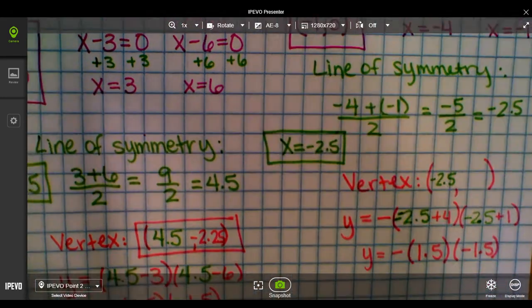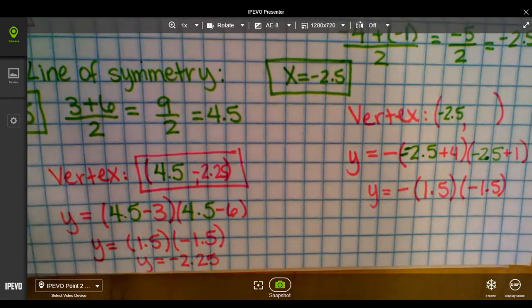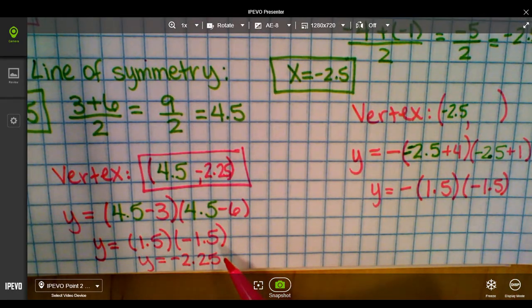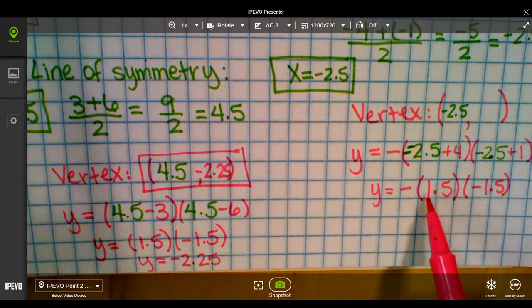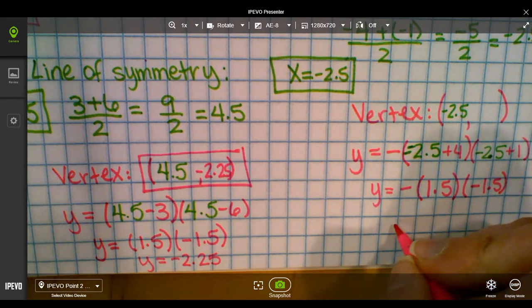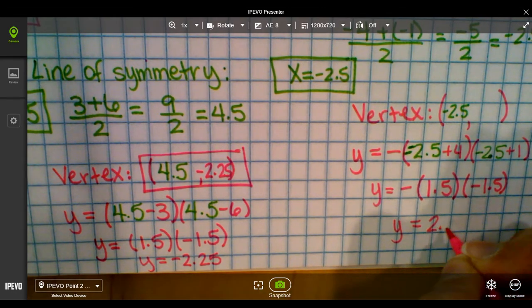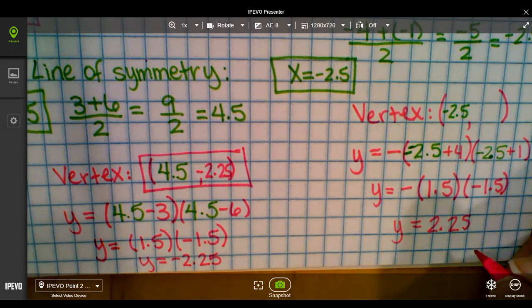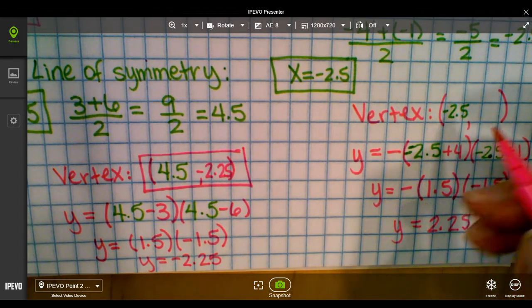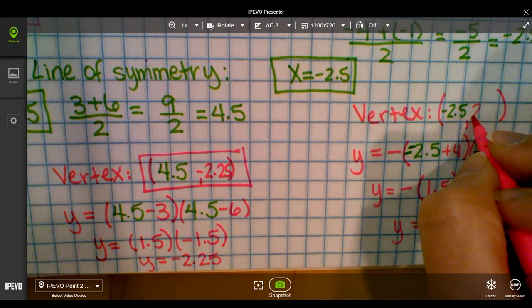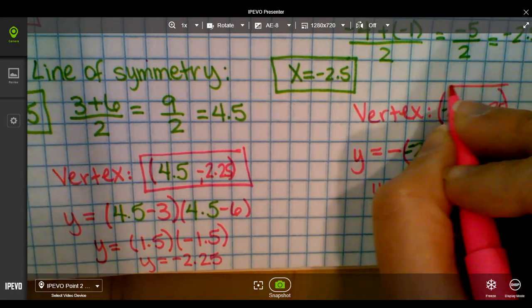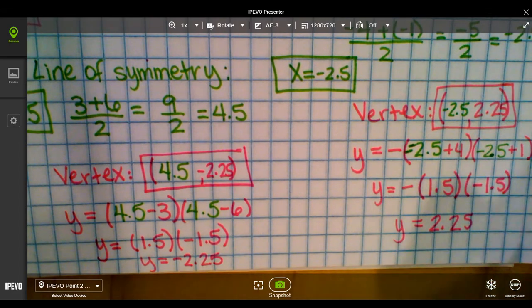All right, so moving my camera down again, I already multiplied 1.5 times 1.5 over here, and I knew it was 2.25. However, make sure you're paying attention to this little negative out in front. So I have a negative times a positive times another negative. Those two negatives are going to be positive, and that positive multiplied by another positive is going to be positive. So now I'm going to get a positive 2.25. And again, when I plugged in negative 2.5, my output, my y value, was 2.25. And now this is my vertex.